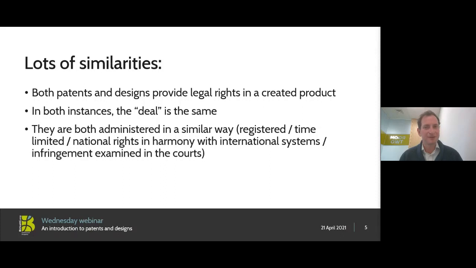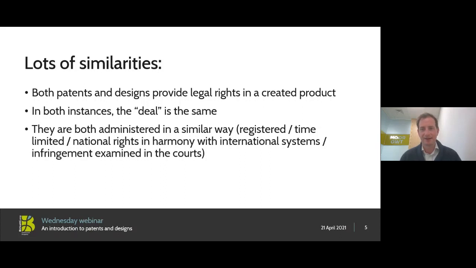And then we've got the final sub-bullet point on this slide, which is that infringement is examined in the courts. So, as I say, going back to this deal, you're given some rights when you get a registration, and then it's up to you to enforce them. They're legal rights, so they're enforced in various courts, and they're usually enforced in national courts. There are specialist courts, of course, such as IPEC in the UK, but they're national courts, and they're general legal mechanisms.